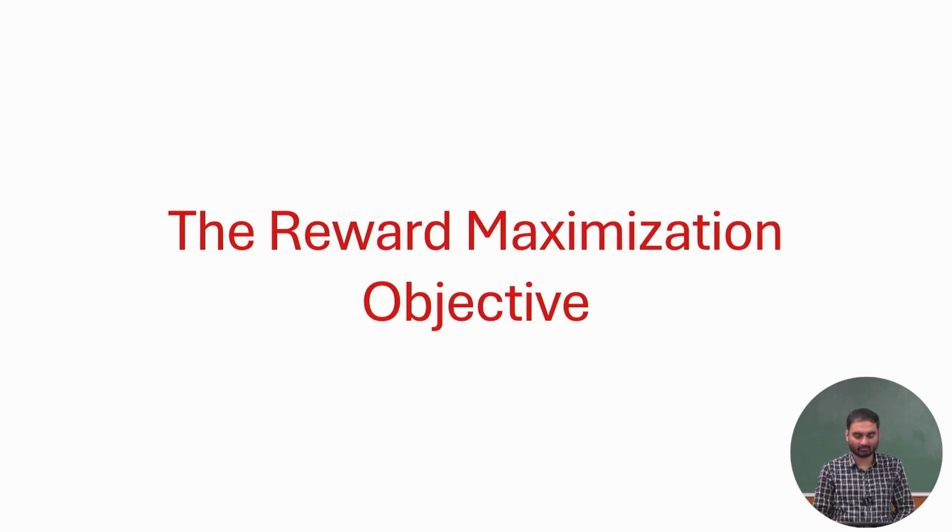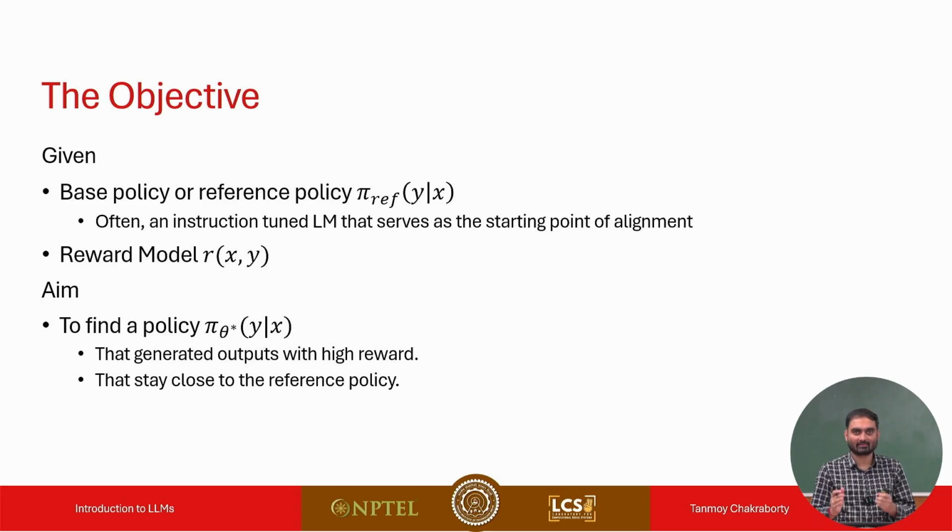So let's now discuss the reward maximization objective. We have almost set the stage. The final touch up remains. We have this reward model R, right, which we have just discussed. Given a prompt X and output Y, it will generate a number, right?